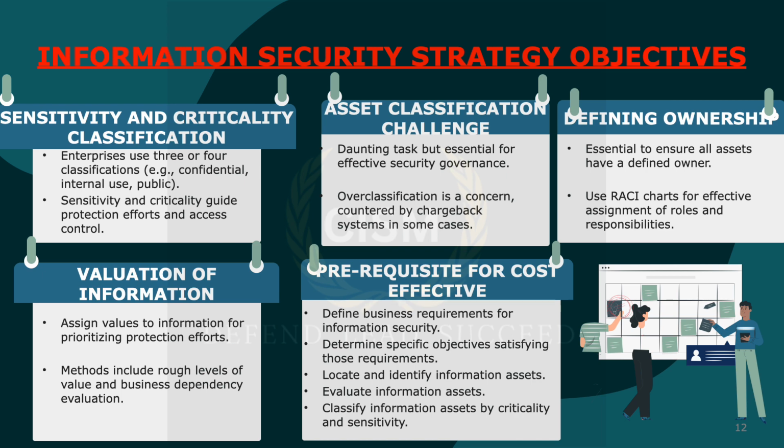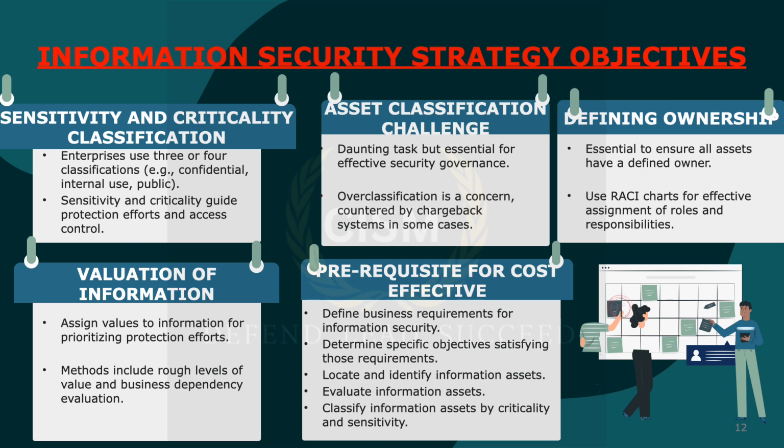Friends, to make a security plan that does not cost too much, first, we have to figure out what the business needs for security. Second, we have to set a clear goal that meets those needs. Third, find and list all the information the business has. Fourth, we have to check how important and sensitive each piece of information is. After this, we have to sort the information based on how critical and sensitive it is. And at last, we have to make sure that each piece of information has someone responsible for it.